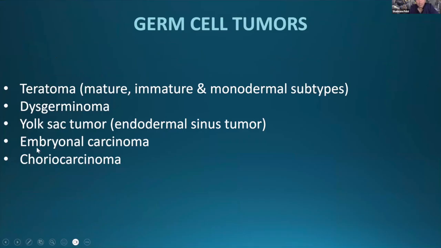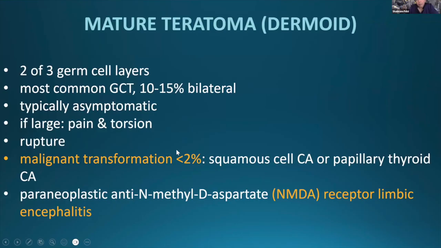I'll talk about the germ cell tumors, teratoma, mainly mature, immature, and monodermal subtypes, and I will not be discussing these less frequent variants. So mature teratomas are dermoids. They contain 2 of the 3 germ cell layers. They are the most common germ cell tumor, and they can be bilateral in 10 to 15% of patients.